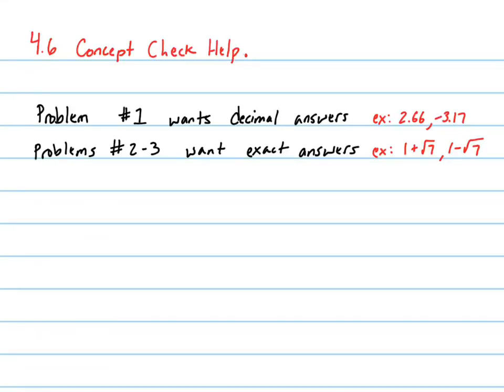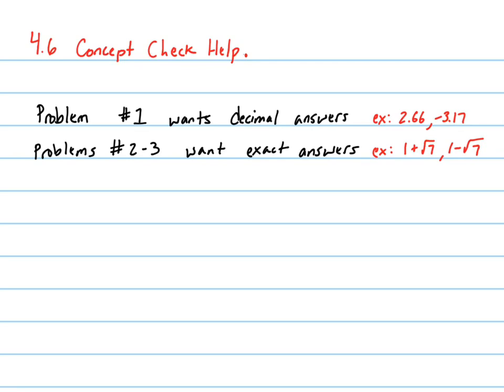So I want to take a quick look at some concepts from 4-6. So the 4-6 concept check, some of you are struggling on, so I just want to clarify a few things. Problem 1 wants decimal answers for everyone. It's the same problem style. You're going to be rounding your decimals to the nearest hundredth. Problems 2 and 3 want exact answers with your completing the square.